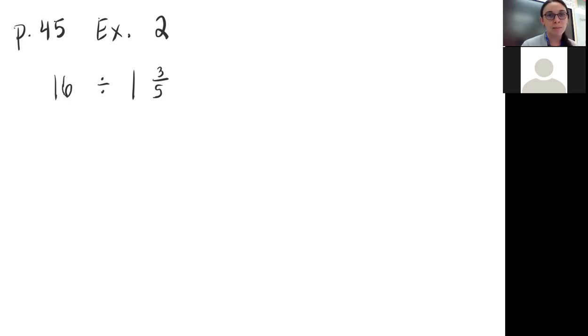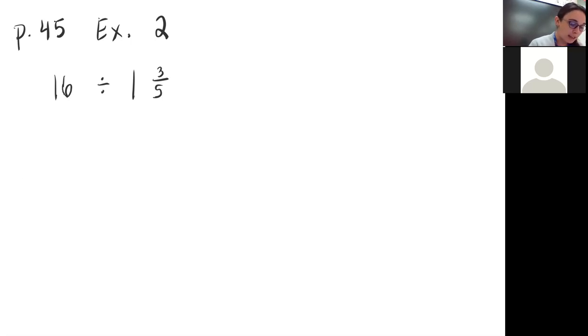We've got a whole number, which we've got to make improper. We've got a mixed number, which we also need to make improper. And then we can use keep, change, flip to divide these two fractions. And it's a word problem. So that's good. So we're looking on page 45, example number 2. We're dividing a whole number by a mixed number.